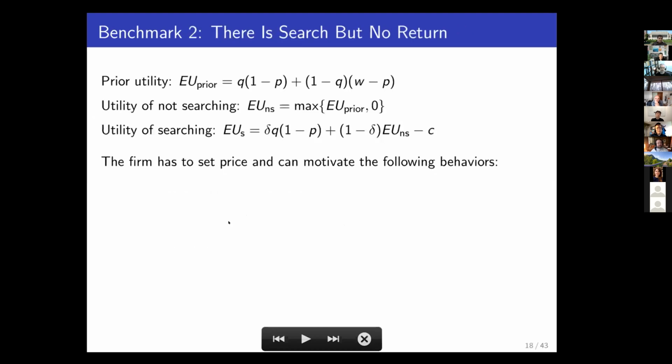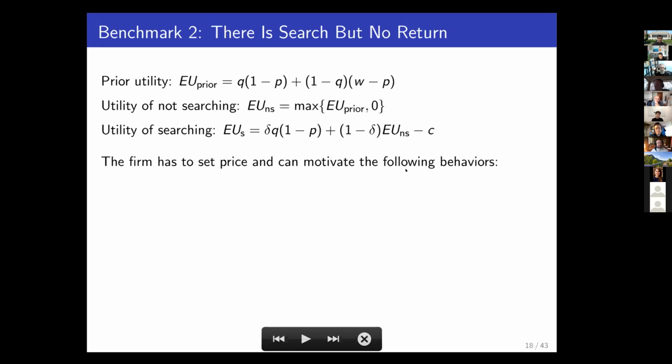So the second benchmark, very simple again: there is search, but there is no return. So this is the prior utility. If you don't search, then you get the maximum of the prior or 0, which is the outside option. If you search, then with probability delta, the search will be successful, and if you get a match, you get this. If you don't get a match, you don't buy. And with probability 1 minus delta, you go back essentially to the prior. Obviously, you incur the cost C. So this is for the consumer.